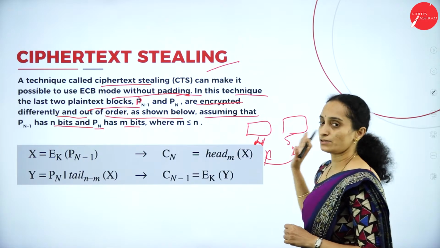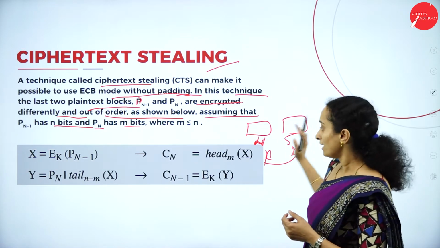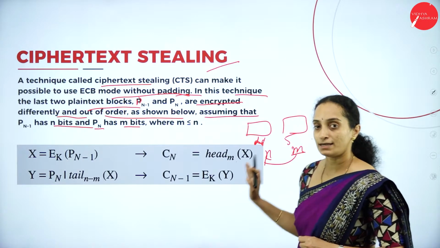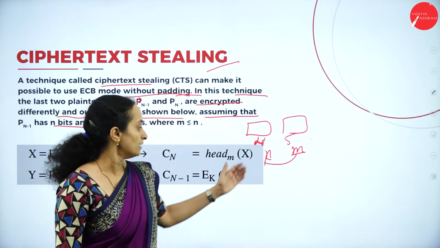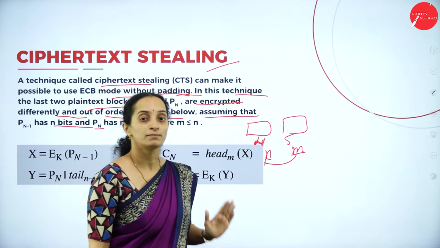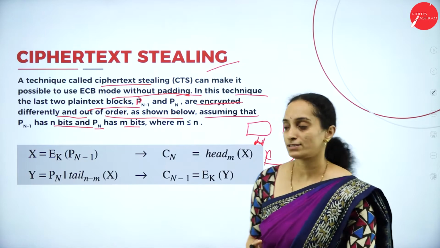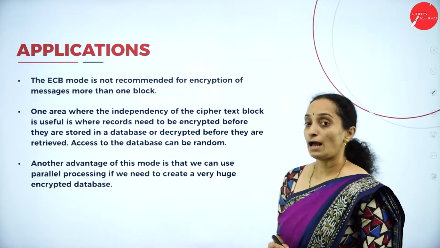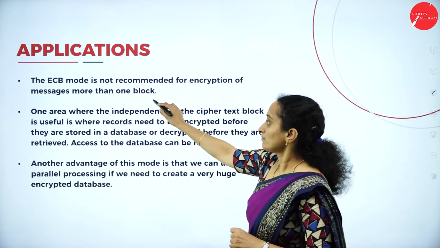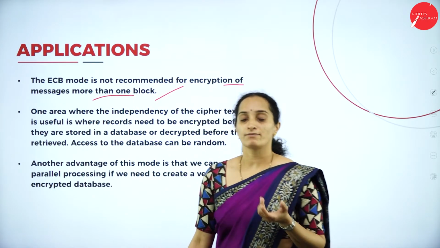will be considered in this block, whereas this will be the plain text, that is the rightmost bits. During decryption, the rightmost bits will be considered, because in encryption, the leftmost bits of the previous block will be considered, whereas in decryption, the rightmost bits of the n minus 1th block will be considered, because encryption and decryption are reverse procedures. Okay, the electronic codebook mode is not recommended for encryption of messages of more than one block.